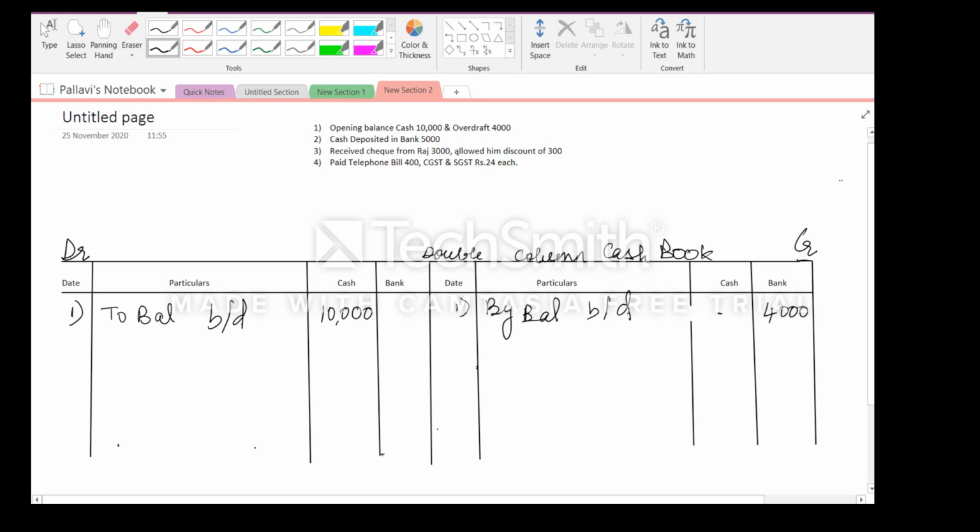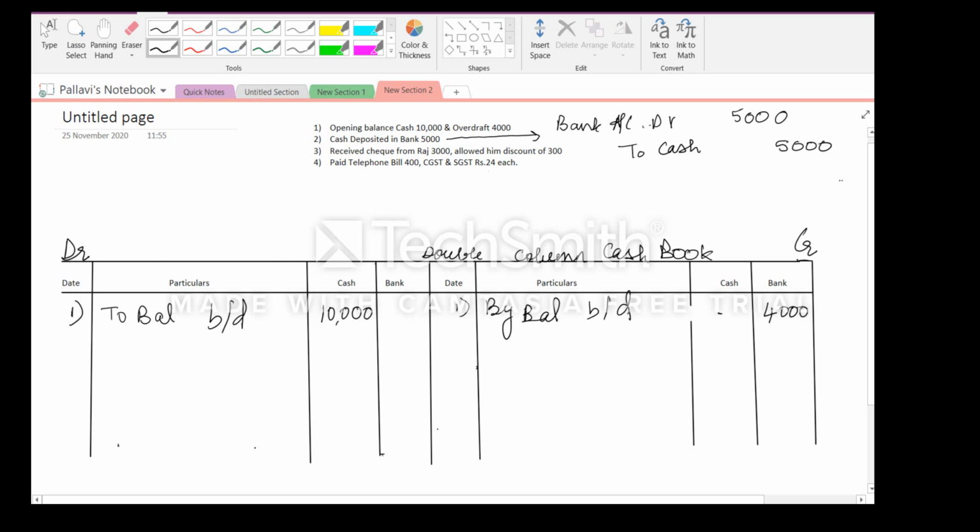Now, cash deposited in bank. Here comes the concept of contra entries. So for that, the entry for the second one would be, it is deposited in the bank, right? So bank account debit to cash account, 5,000 and 5,000.